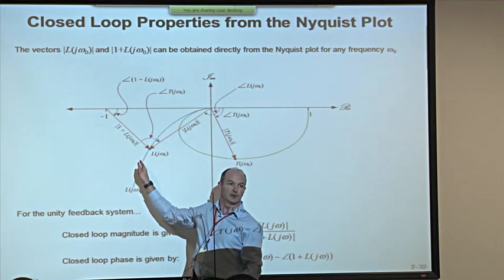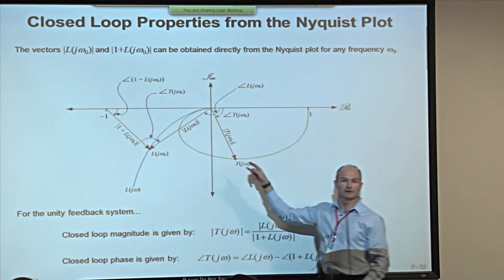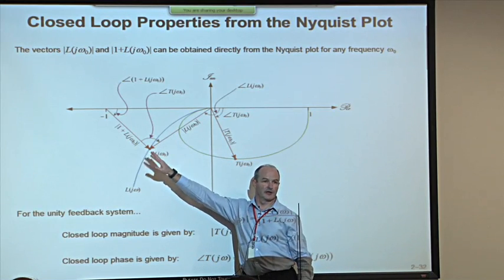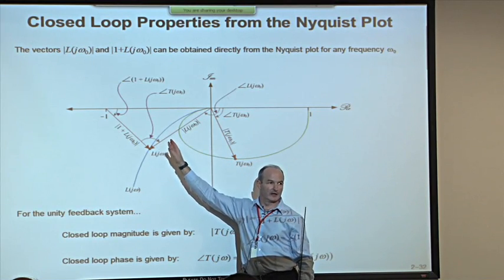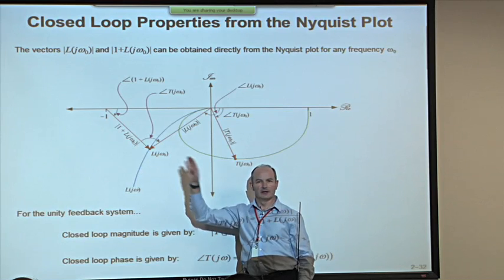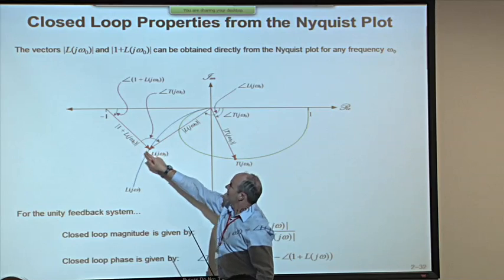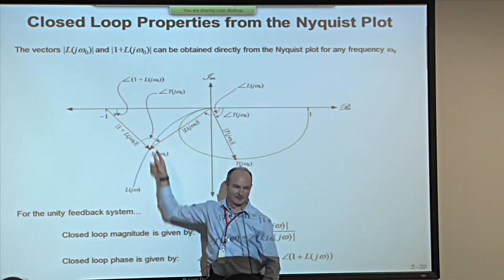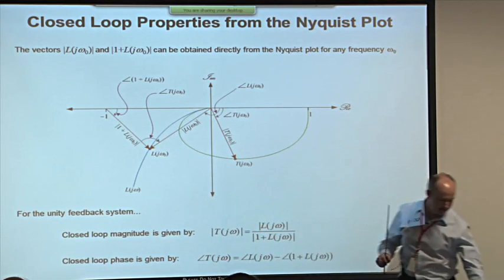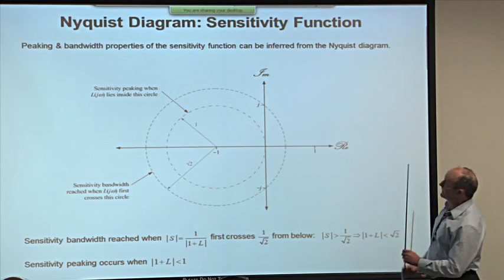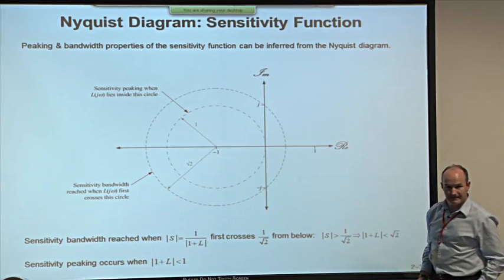So it's geometrically possible to construct a polar plot of the T transfer function just from the vector lengths and angles of L and 1 plus L. Now, S and T, we only need to know the length of that vector and the length of that vector. That's all that S and T depend on. So first of all, S. S, remember, is 1 divided by 1 plus L.